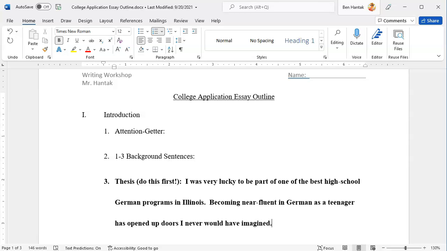This thesis is perhaps a little bit less clear than the last one that we wrote, but notice that it does keep my reader reading, right? It does keep us going into our body, right? I would expect the body of this essay to focus on what were those doors that learning German, even as a teenager, what kind of doors did those open, and how has that impacted my life?